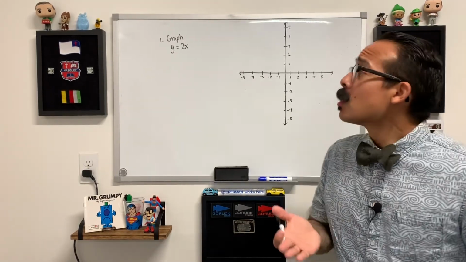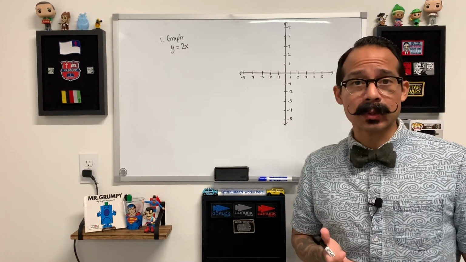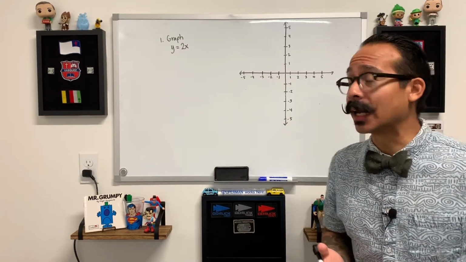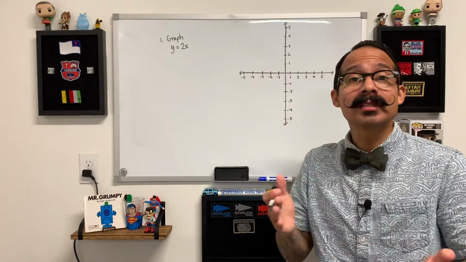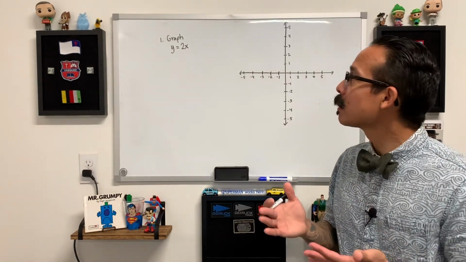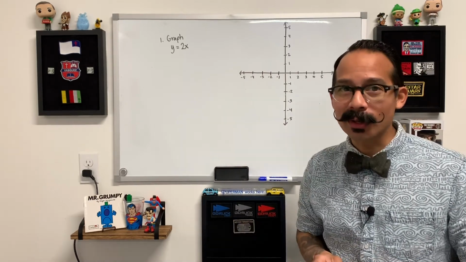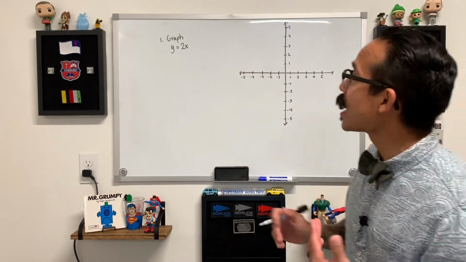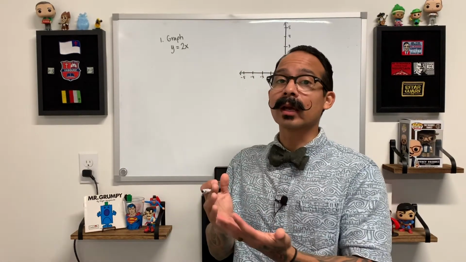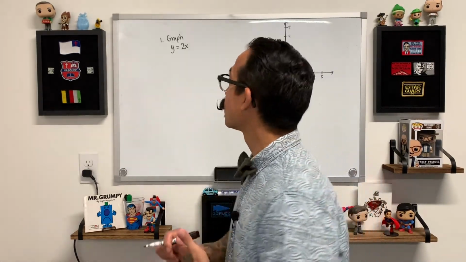Example number 1, graph y is equal to 2x. Now, before we graph any line on our coordinate plane, we need some ordered pairs to work with. But we don't have any ordered pairs. What can we do? That's right, we can go ahead and substitute. So let's say x is equal to 0. What's y going to be? That would be our first ordered pair.